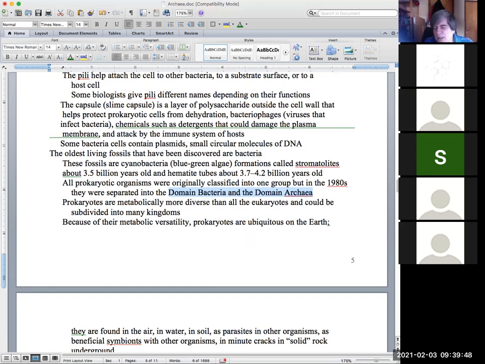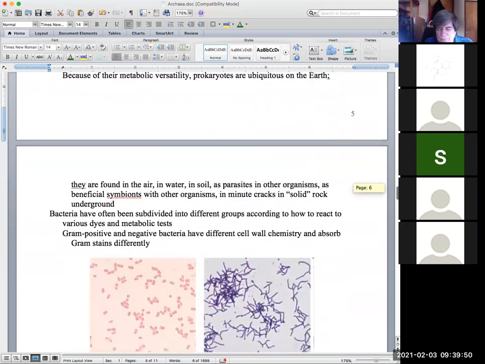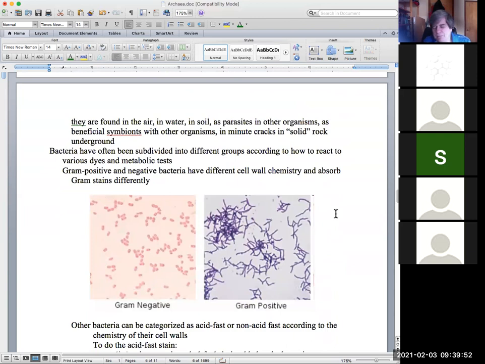Now, when we think of bacteria, there's not very much to look at. So how do we divide bacteria into categories? Well, it's usually done in two different ways. We divide them into categories according to how they react when we put a stain on them and some metabolic tests that we can do.